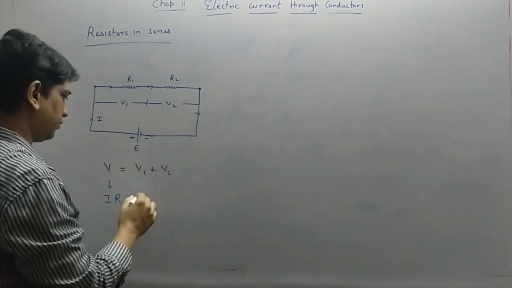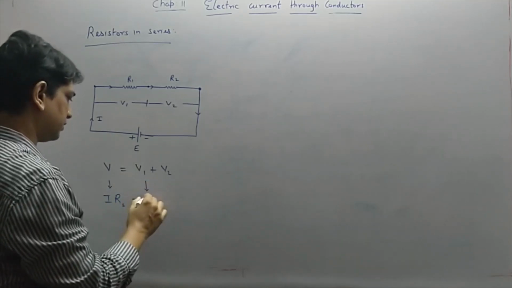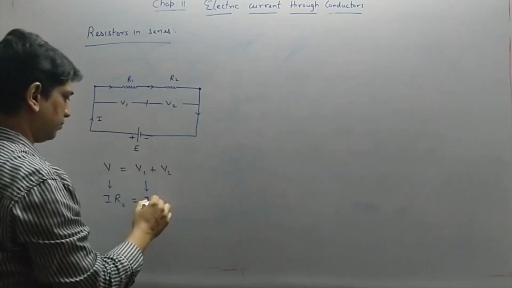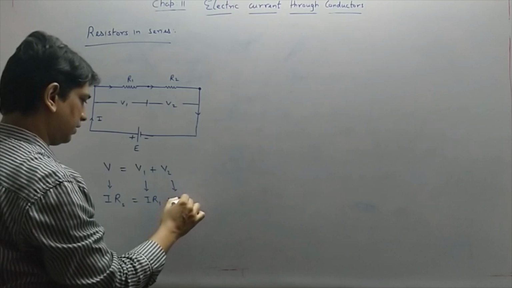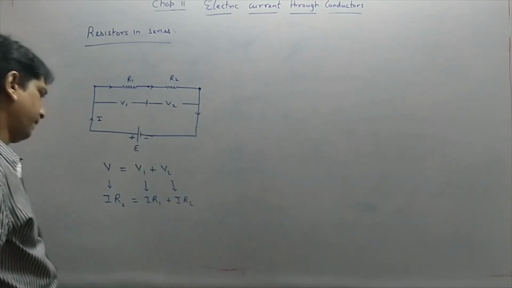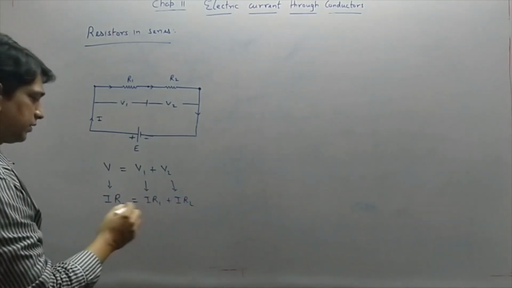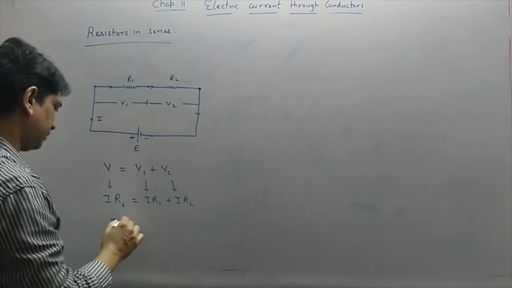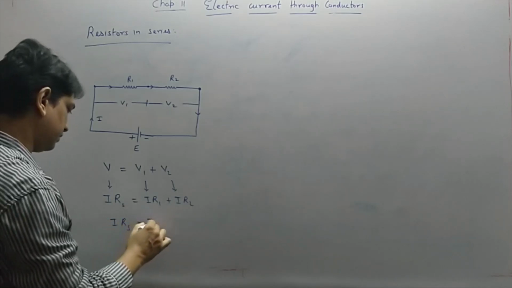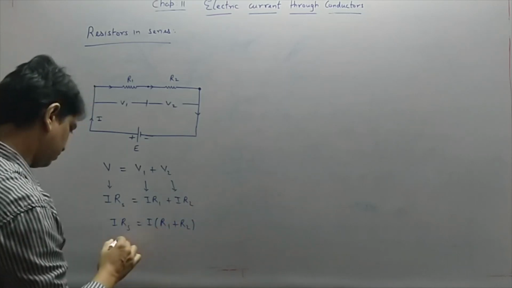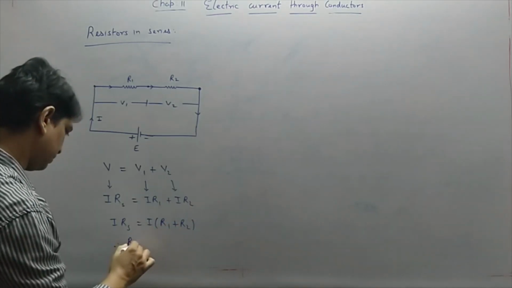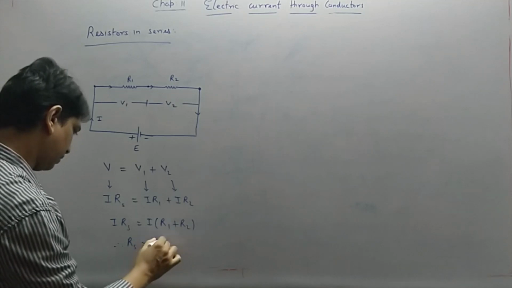Same thing here, we are writing V1. The current is the same, so V1 is I into R1, plus V2 is I into R2. So the current on both sides is the same. We can write I Rs is equal to I times (R1 plus R2), and therefore Rs is equal to R1 plus R2.